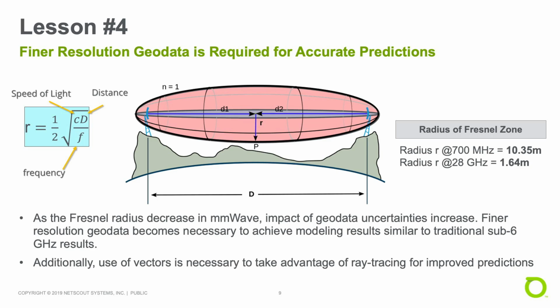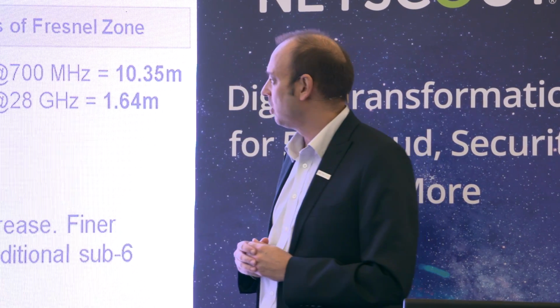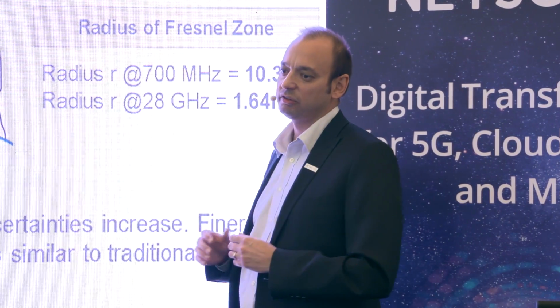Lesson number 4, it's about geodata. The geodata input that goes into your system has to be high resolution because it actually helps. In the millimeter wave case, the wavelengths are so small, and as a result of that, what we call a Fresnel zone, that's a zone where the transmitter and the receiver have a meaningful amount of energy transfer, gets to be a very small number.